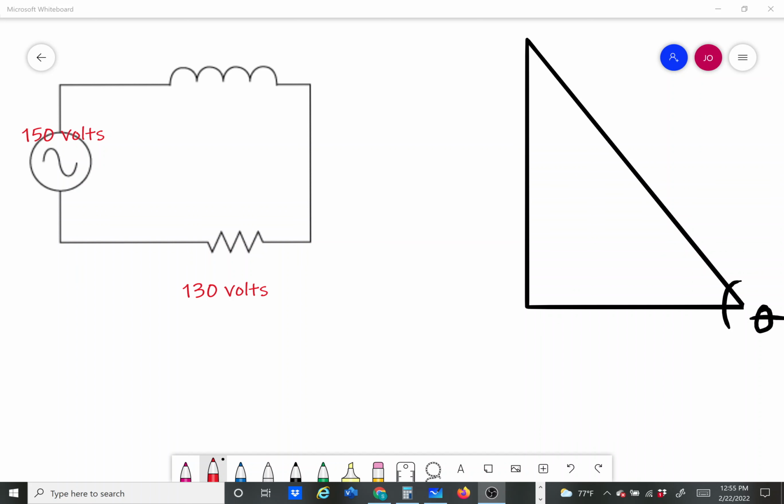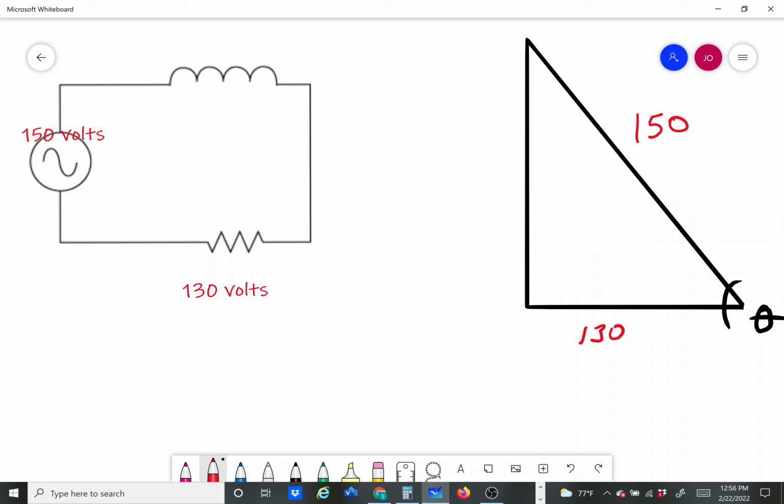So I have my hypotenuse value, right? I have 150 volts of source voltage, and I have my resistive voltage, which in this case is 130 volts. We know where to put those because this adjacent side is always going to be based on my resistive values, either my ohms of resistance, my resistive volts, or my true power, power consumed for useful work.